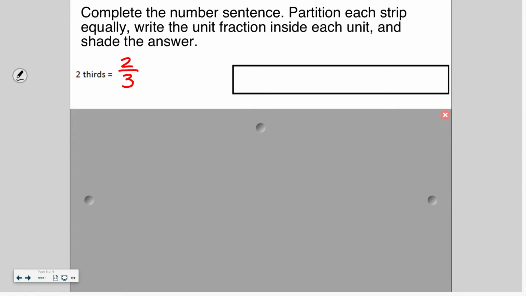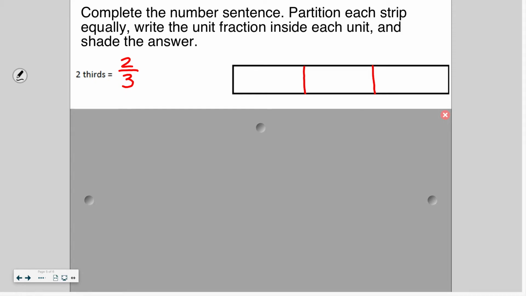Now it says partition each strip equally, so I want to make thirds, right? Partition means break apart or divide. I want to make it as even as I possibly can. It won't be perfect, because I can't measure it, but I want to make it as close to equal parts as I can. So that looks pretty equal. So I have thirds now, 1, 2, 3.